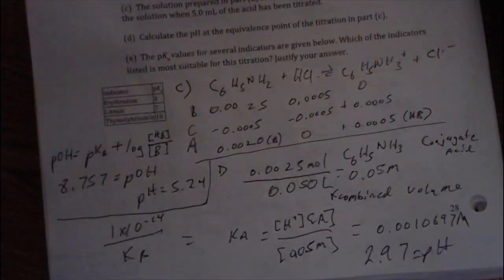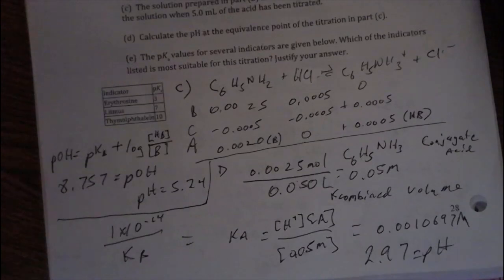Yeah? That 2.97 is when? At equivalence, yes? Why is this lower than 7? For a strong acid and a strong base, our pH at equivalence is what? 7. We are titrating a weak base, which is going to become a conjugate acid. So that's going to bring the pH lower than what? 7, right?